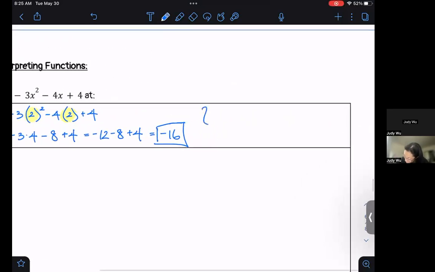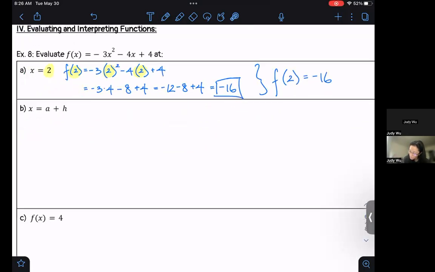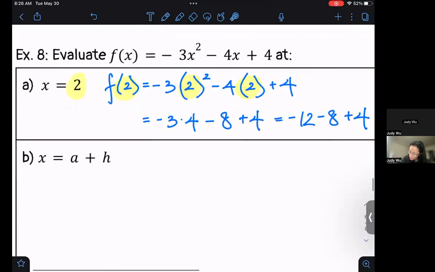I actually want to write that over here. So f of 2 actually equals negative 16. And so what all that means is this is our x value, our input, and the corresponding output or y value is negative 16. Okay. Remember, we don't actually multiply like f times 2. That's not what that means. That means we take the 2, we put it into the function.